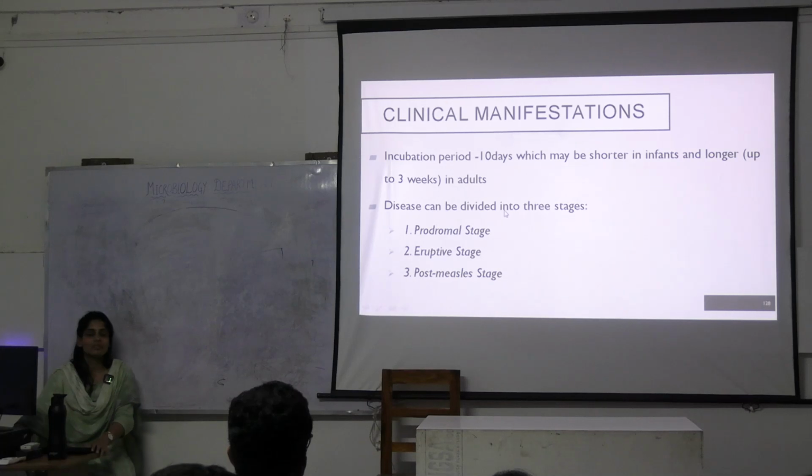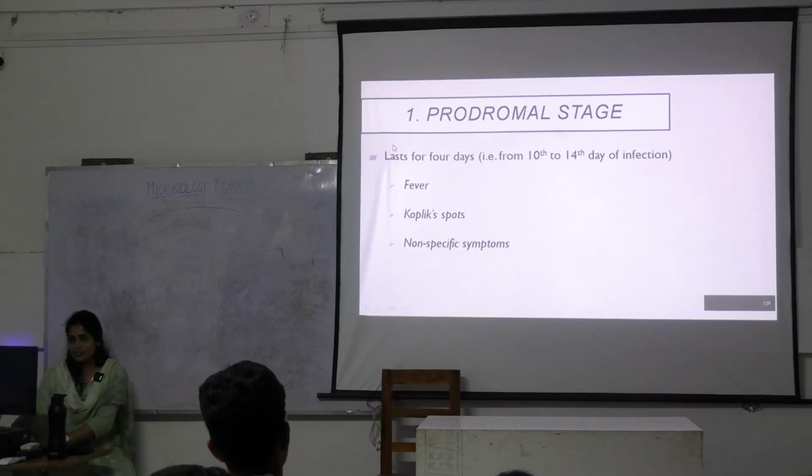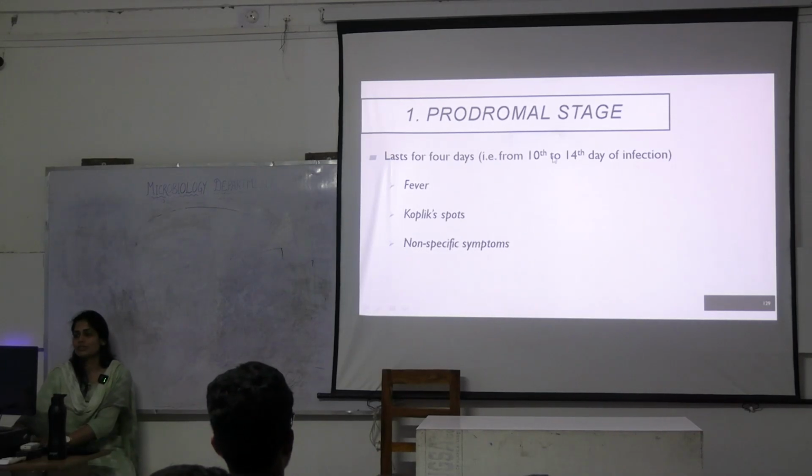This disease can be divided into 3 stages. First is the prodromal stage, then the eruptive stage and the post-measles stage. The post-measles stage is usually very dangerous if the person has developed complications. Okay, the prodromal stage lasts for 4 days from the 10th to 14th day of infection, where you will develop fever, Koplik spot. What are Koplik spots?